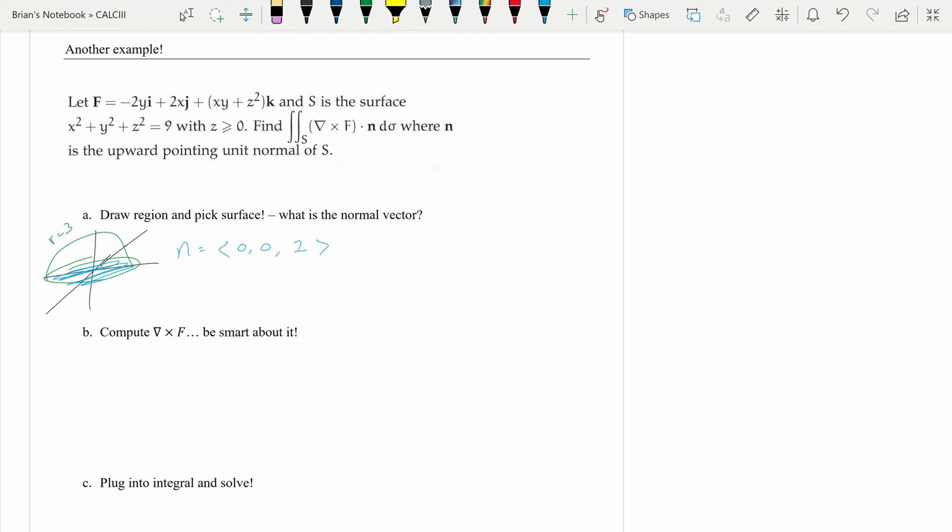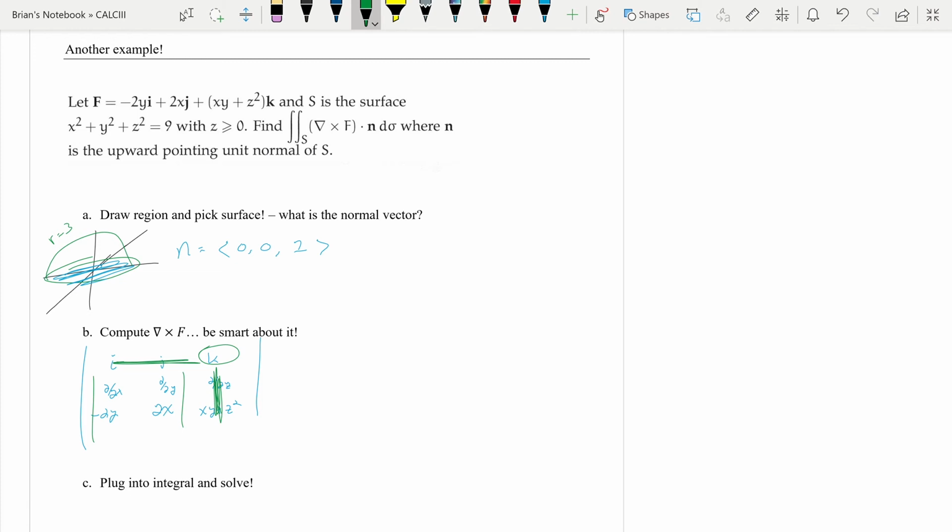All right, so let's see how you guys are doing. We want del cross F, so we draw out the cross product again. I, j, and k, then partial x, partial y, partial z, and below we put our function: negative 2y, then 2x, and then xy plus z squared. Remember, we want to be smart about it. The only thing we care about is the k, so I want the determinant of that part.